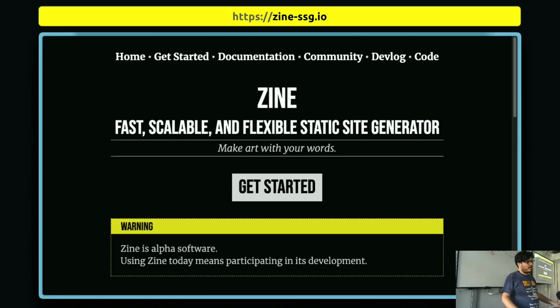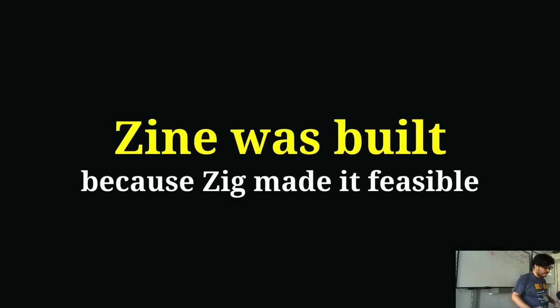So basically, I will make a case in this talk that you should use Zine to build websites. You don't have to, of course, but let me get there. First of all, Zine was built because Zig made it feasible. For a while, I've been annoyed at Hugo. I used a bunch of static site generators in the past, and I was very annoyed. I liked Hugo in comparison to previous ones, JavaScript frameworks especially, that I came to despise over time.